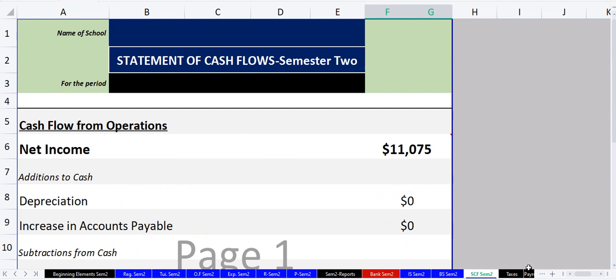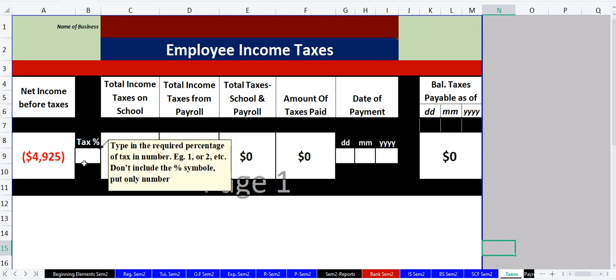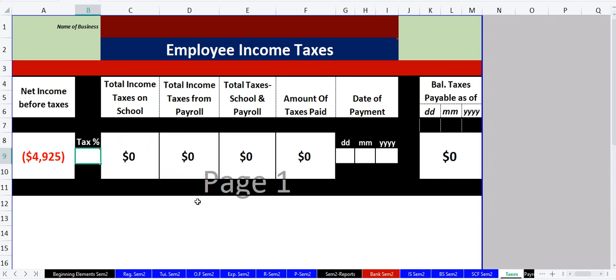So now we come to our taxes for semester 2. Good. Now you see the loss that we're talking about, it appears here. So in this case, our taxes will be like, if we say 4%, now you see everything will appear in the same form because we operated at a loss.